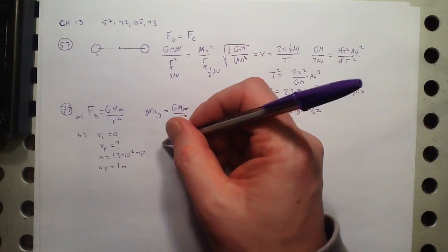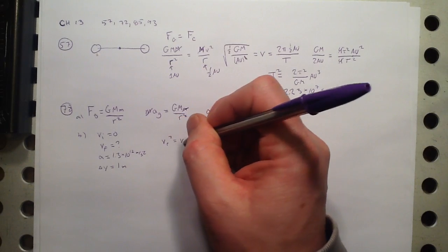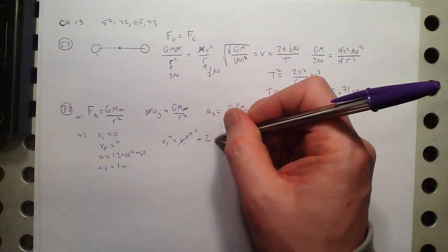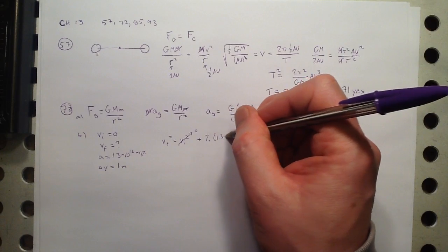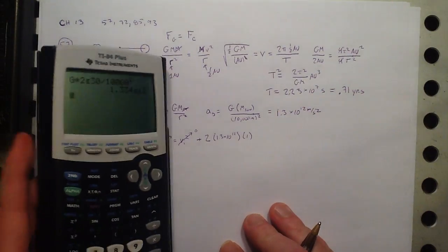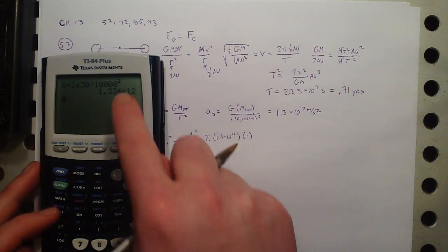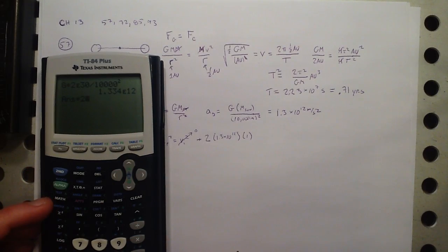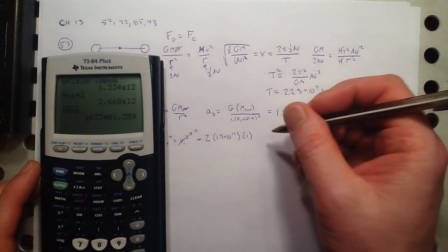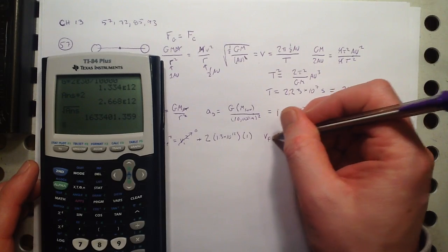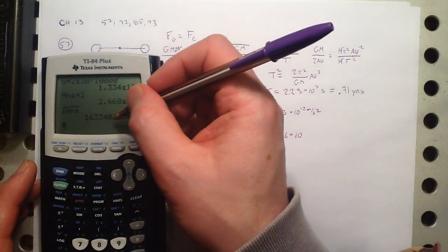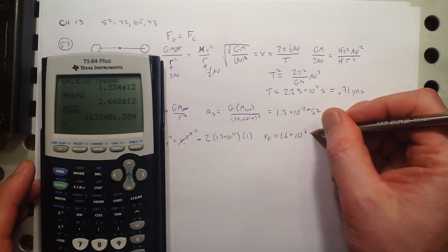So Vf squared is equal to Vi squared, which is 0, plus 2 times a times delta y. So I just need to take the square root of that. So this number times 2, and then the square root of that. So we'd be going about 1.6 times 10 to the 6th meters per second.